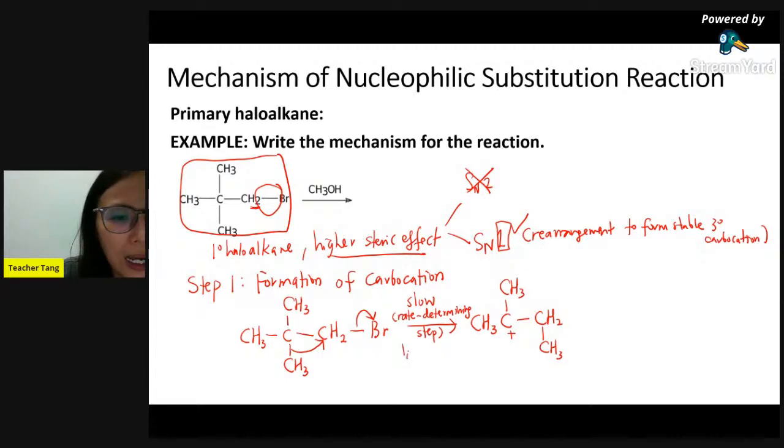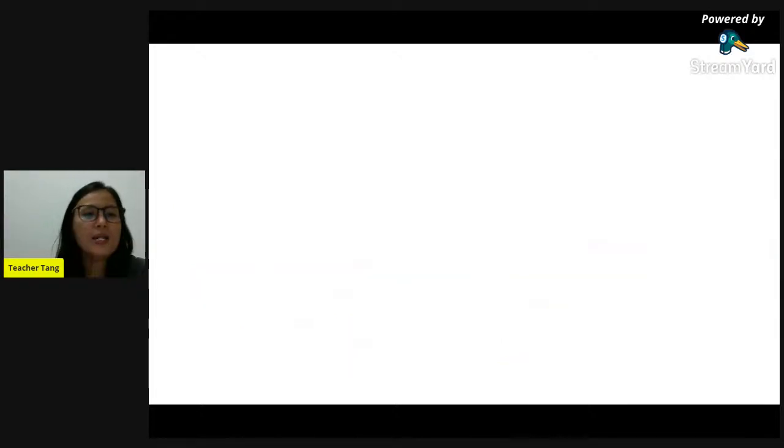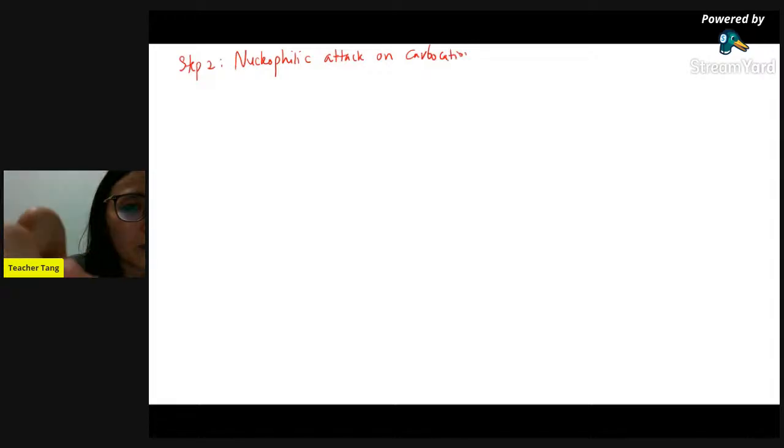And then this step basically involves a 1,2 methyl shift in order to get a more stable tertiary carbocation. That is step number 1. Then in step number 2, remember, nucleophilic attack on the carbocation.